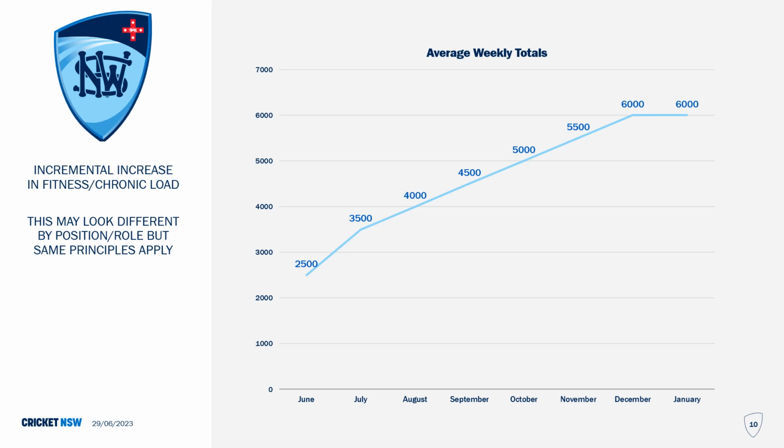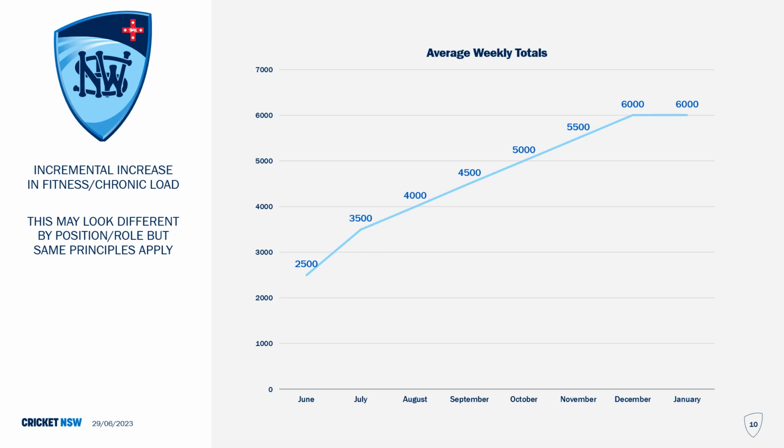So on this graph, we've got the average weekly totals for certain months building up to January. So you can see on the bottom axis, on the bottom left hand side, you've got June all the way through to January. So this is obviously the months of the cricket season where you're going to be building up to a national championship, hopefully. And the number attributed to that month is the workload average for 7 days. So in the month of June, we're looking for an average across the 7 days of 2,500 units of work.